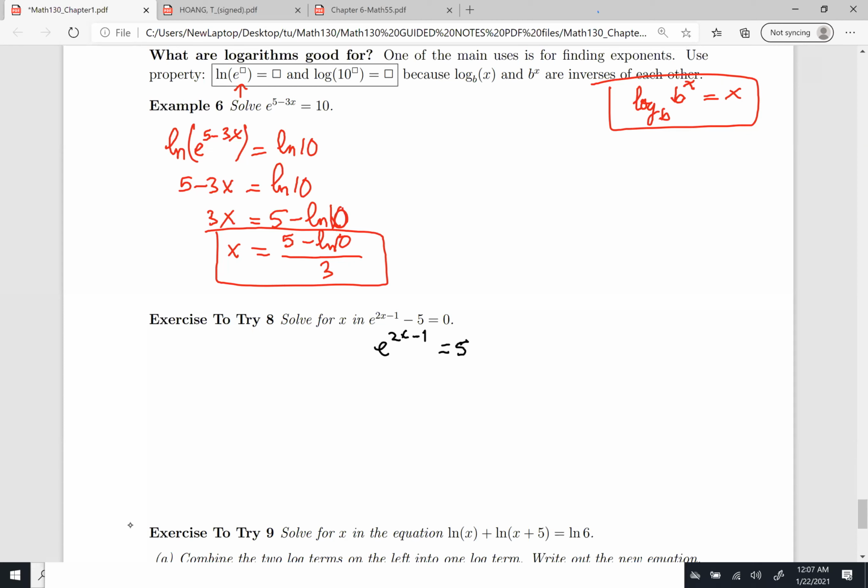I just slow down and put ln on both sides. 2x minus 1 equal to ln 5. I take ln both sides, right? Now the left hand side is going to have only the power because the ln base e will cancel with base e of the exponent. Right hand side is going to be ln 5. And then finally it's just going to have x equal to 1 plus ln 5 divided by 2. Okay, so that should be the solution.